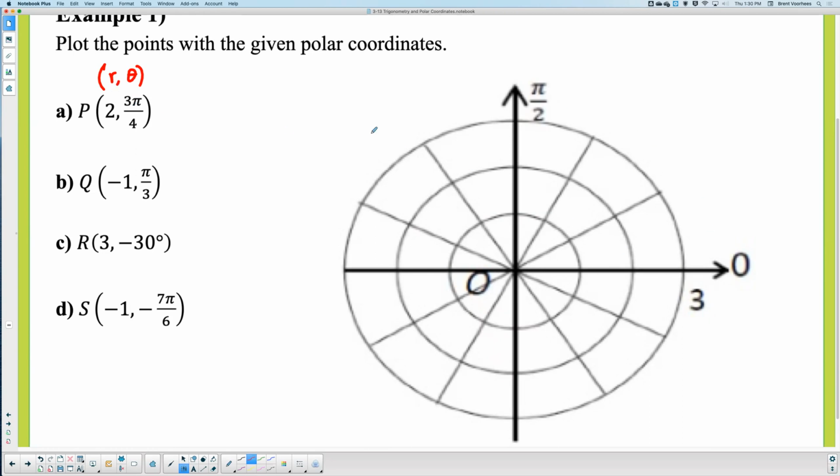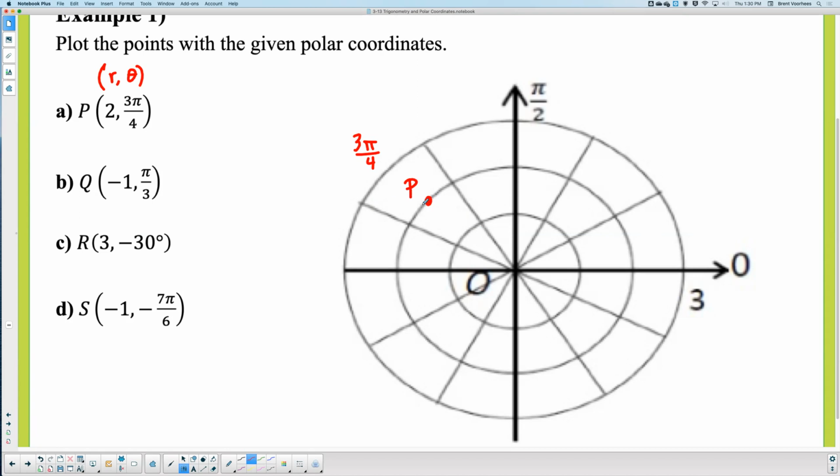So what quadrant would 3 pi over 4 be in? Second quadrant. And by the way, 3 pi over 4 would be in between. It doesn't have a line here. So put 3 pi over 4 in between these two gray lines in the second quadrant. That's 3 pi over 4. Maybe I could add a dotted line. I won't do it though. And now we need to go 2 circles out. So go 1 circle, 2 circles, put a point right there. This would represent point P.